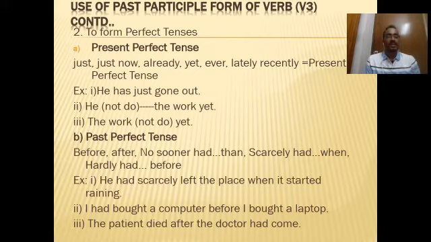And in the third sentence you see after has been used as a conjunction. The patient died after the doctor had come. It's a most common example we use. So after the conjunction after we have used the past perfect tense. The patient died after the doctor had come.